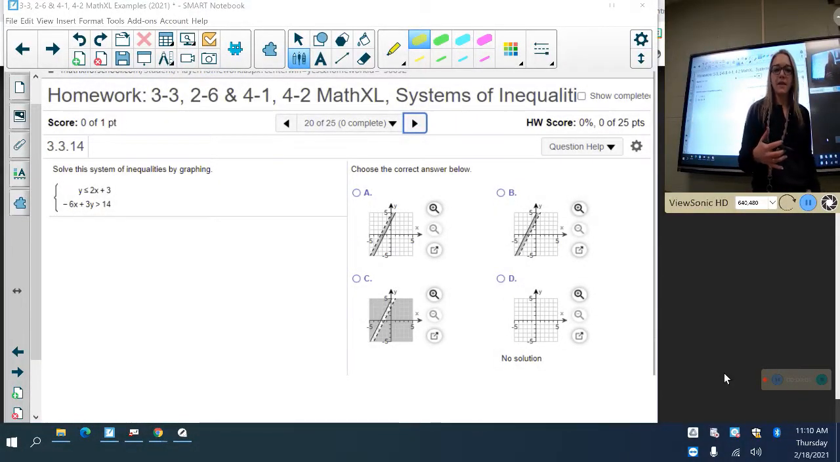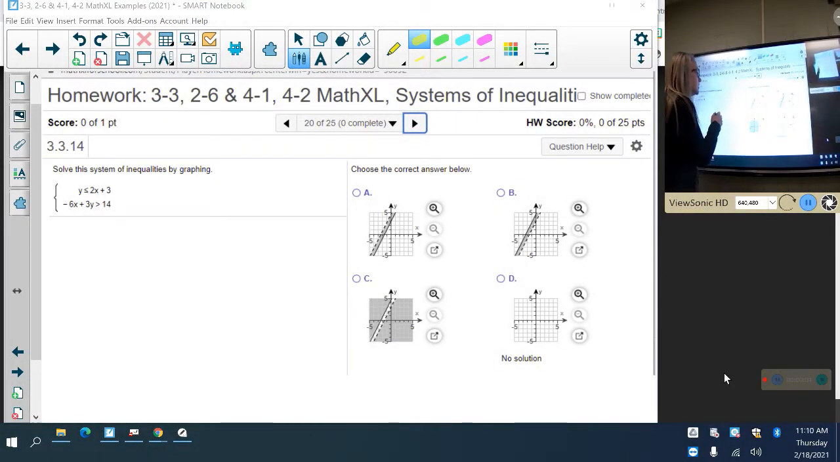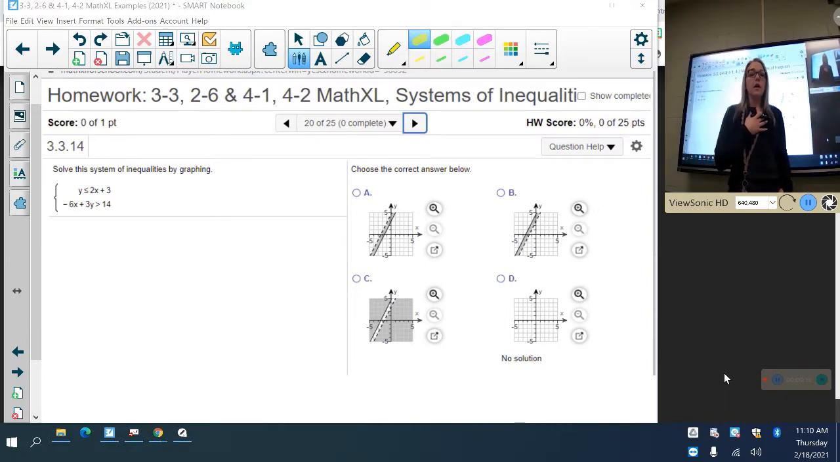Number 20 in your MathXL, let's look at that one. Solve this system of inequalities by graphing. Basically you have to graph both lines and shade and decide where the shading overlaps. What I recommend sometimes is to just do it on Desmos. If you want to, you can do it on a graphing calculator. I will show you both ways in this video.